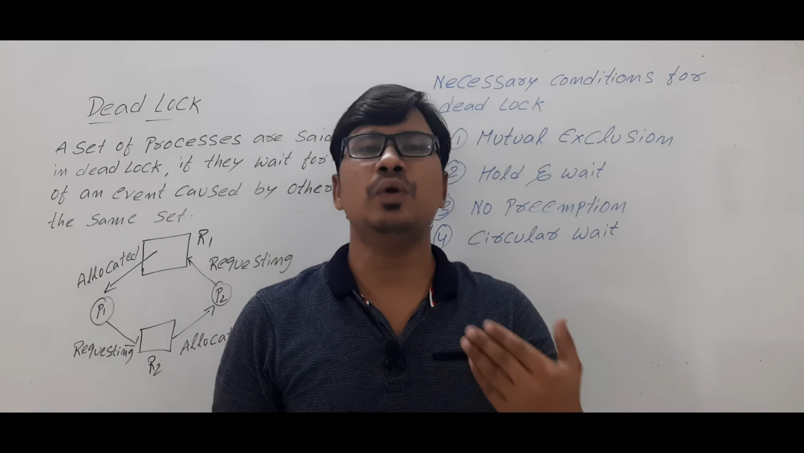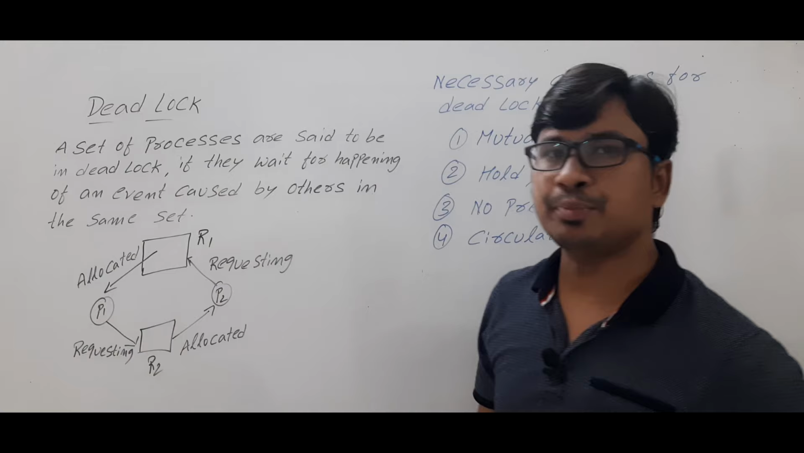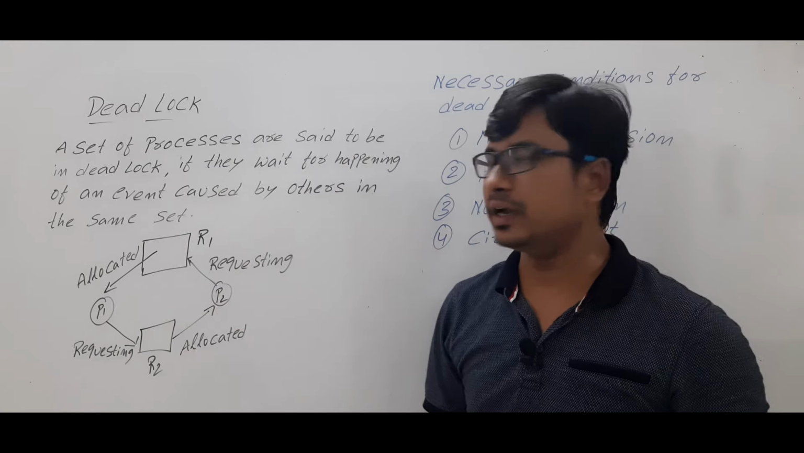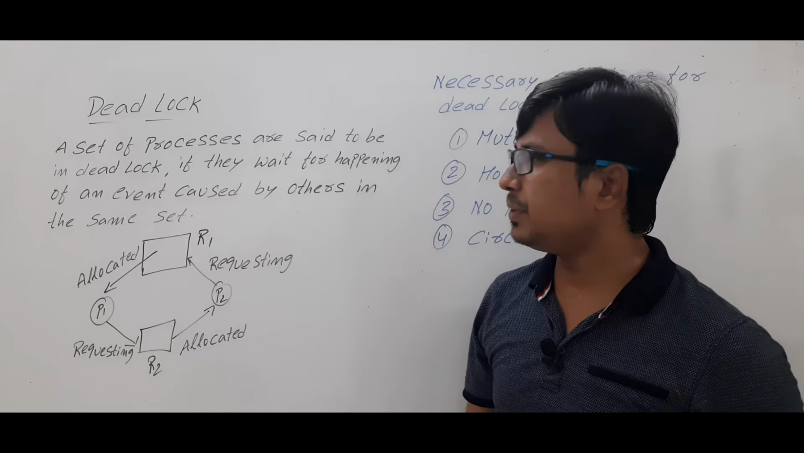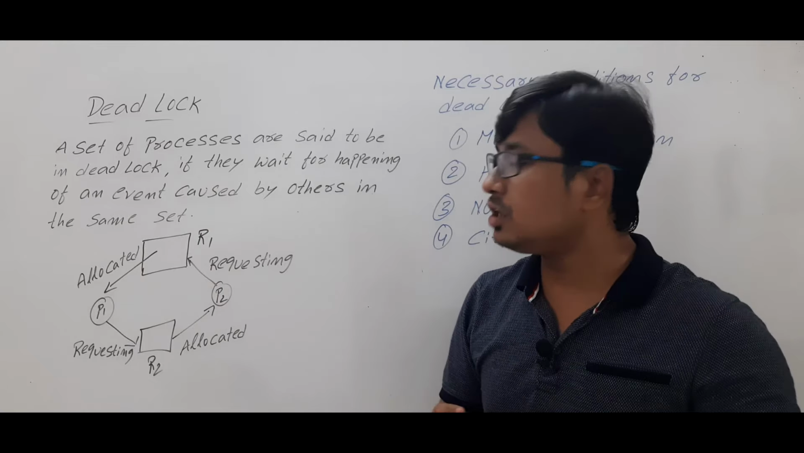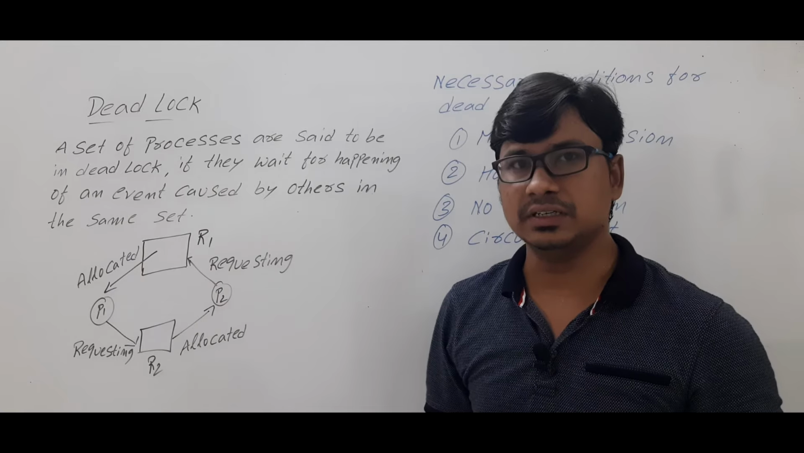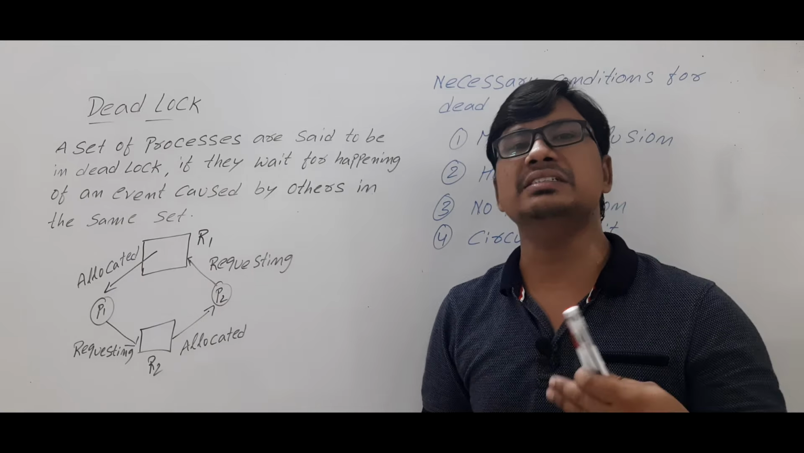First let me define what is a deadlock. A set of processes are said to be in deadlock if they wait for happening of an event caused by others in the same set. This scenario we will call it as a deadlock.